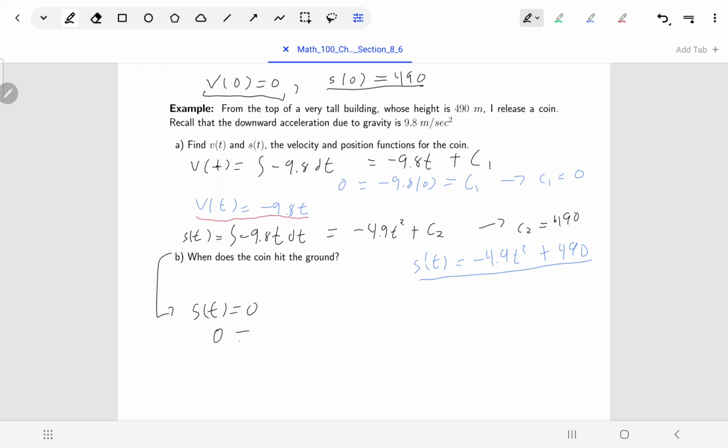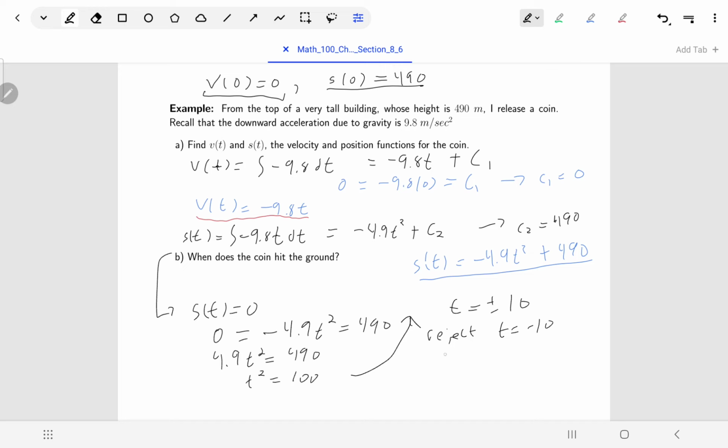So if I try to solve for time, I'm going to find that t squared is 100, or that t is plus or minus the root of 100. And of course, the plus or minus part is going to be giving us two solutions, 10 and negative 10, but we're going to reject one of those. We're going to reject time being negative 10 because time needs to be greater than or equal to 0.